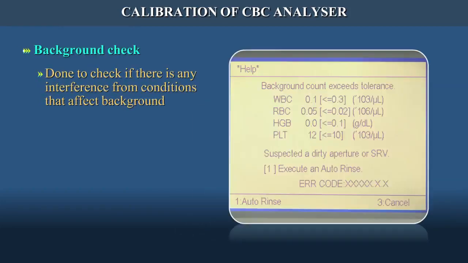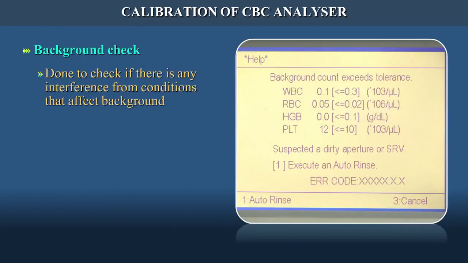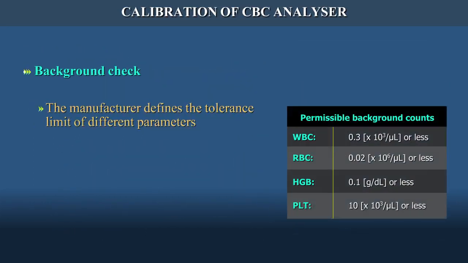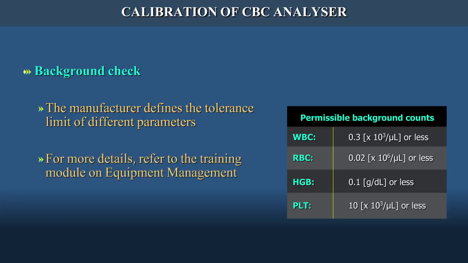Background check. This is done to check if there is any interference from conditions that affect the background. Dirty flow cells, dust in the cell pack, bacteria growing in tubings or solutions, lack of grounding, earthing, noise. The manufacturer defines the tolerance limit of different parameters. For more details, refer to the training module on equipment management. If background is okay, check carryover.